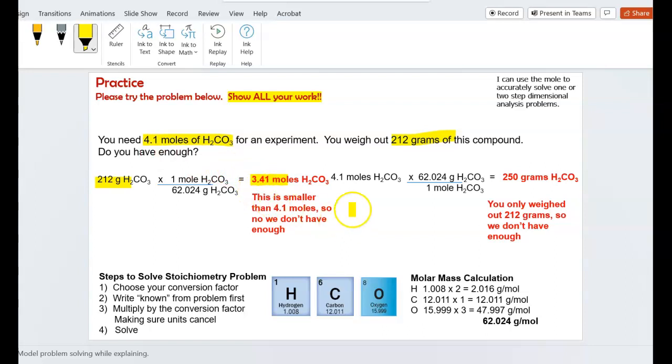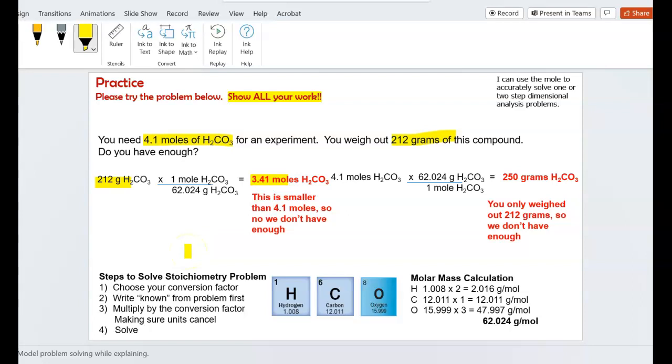You can also do it the other way and start with moles. So this time I'm starting with the 4.1 moles of carbonic acid and changing it to grams. I need 250 grams. I only weighed out 212. So again, I do not have enough. Okay, and that is it for molar mass. That is our second mole conversion.